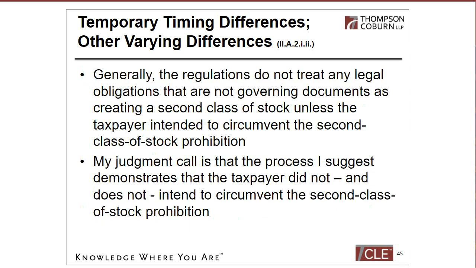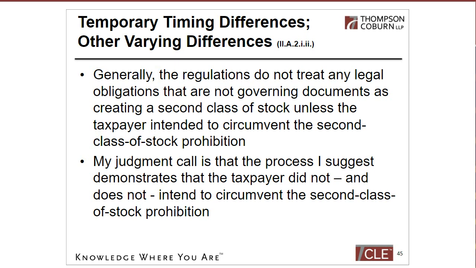And why is that? Let's look at what I mentioned before when I read the regulation out to you. It said that if you have these leases or employment agreements or stuff like that, and they're not intended to avoid the second class of stock rule, then they're not going to be treated as governing documents. So the process that I suggested would demonstrate that the taxpayer did not and does not intend to circumvent the second class of stock prohibition.